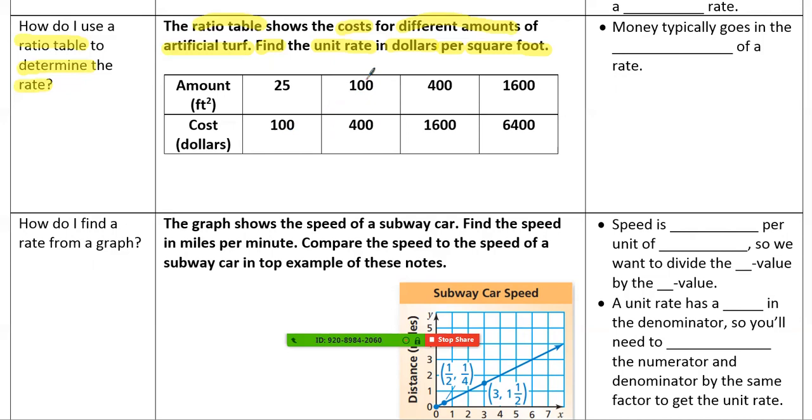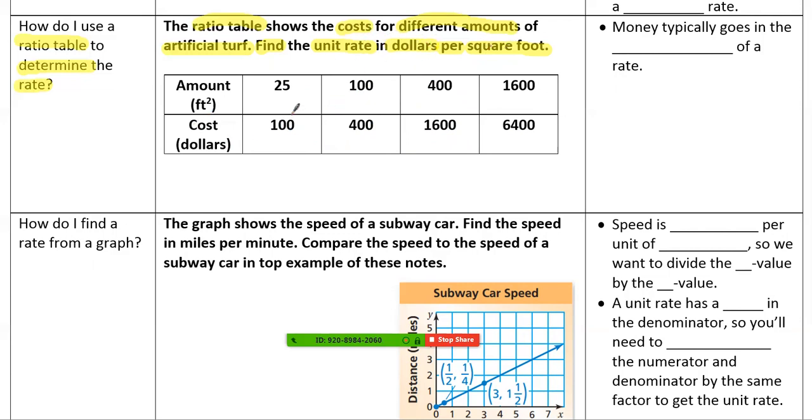Equal fractions. 100 times 4 is 400. 400 times 4 is 1,600. 1,600 times 4 is 6,400 because 16 times 4 is 64. But we want a unit rate in dollars per square foot.